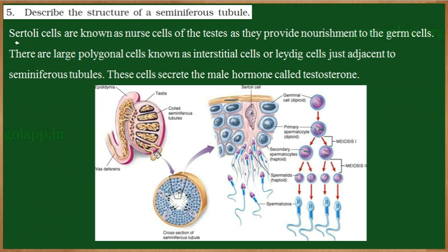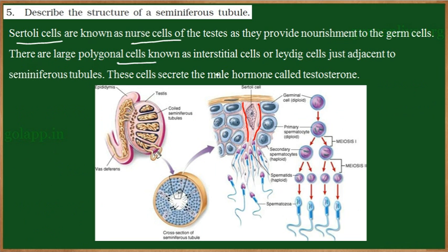Now the Sertoli cell, the center one, the larger cell, is tube-like, and to these cells the developing spermatozoa are attached. So we can see here this is the point of attachment. These Sertoli cells are called nurse cells because they nourish the developing germ cells, the developing gametes. They are larger polygonal cells.